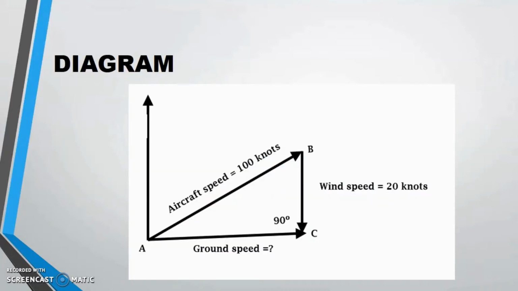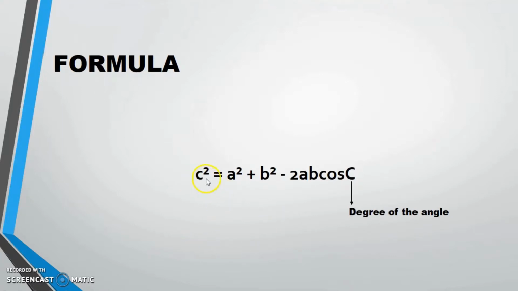So, given the diagram, as we can see, the aircraft speed, which is 100 knots, belongs to the hypotenuse, and the ground speed, which is the adjacent side, is unknown. The wind speed is the opposite side, which is equivalent to 20 knots, and it has a 90 degrees angle. So the formula is c squared equals a squared plus b squared minus 2ab cosine C. C is the degree of the angle.